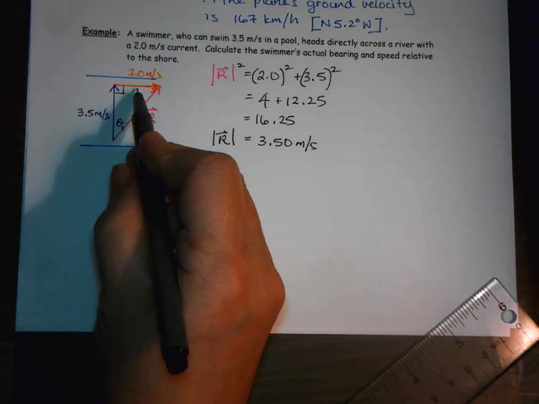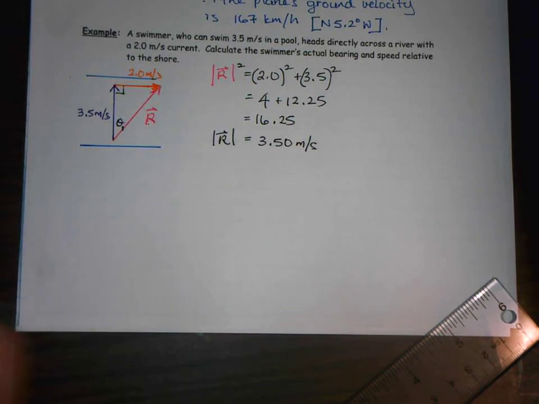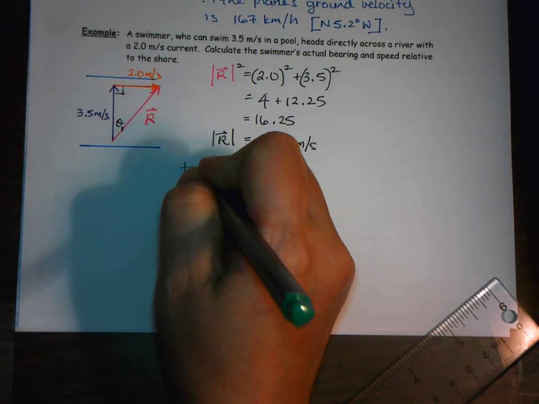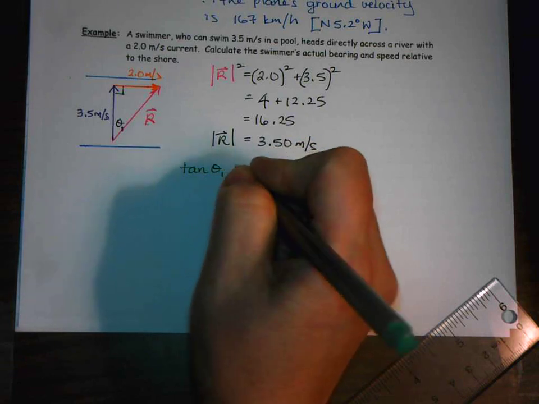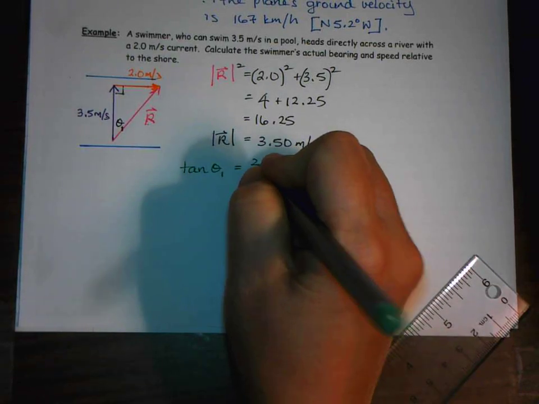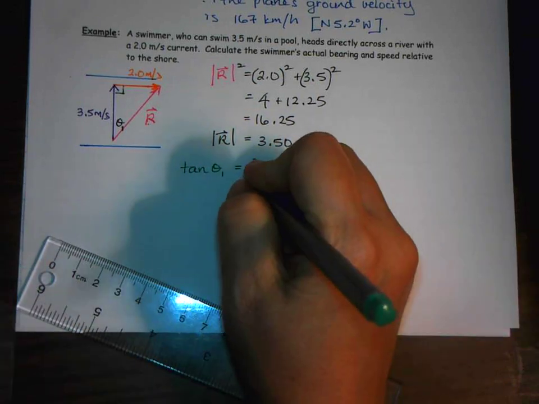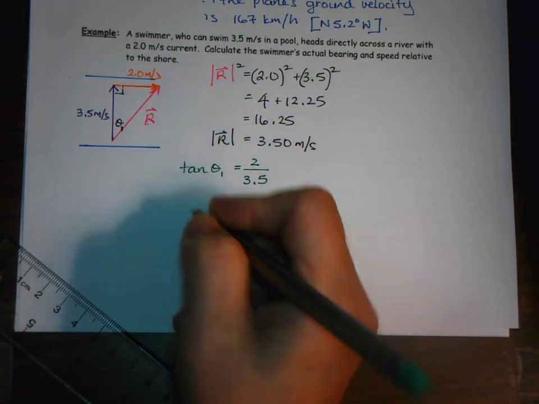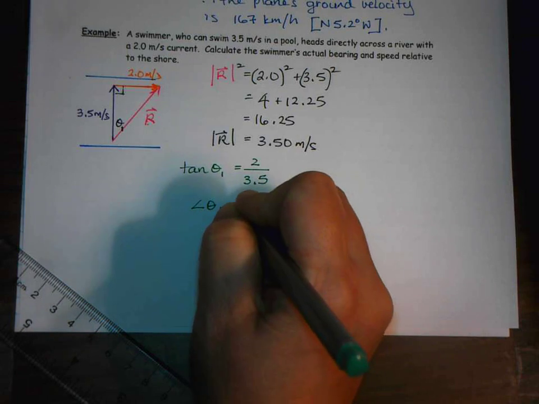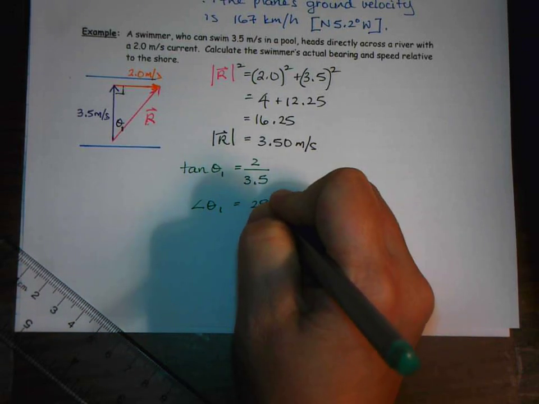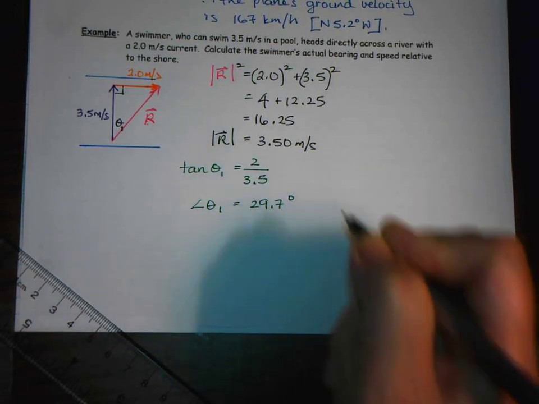So to find this, opposite and adjacent, you're going to use the tan ratio. Tan of theta 1 is equal to opposite, which is 2, over your adjacent, which is 3.5, and angle theta 1 comes out to be 29.7 degrees.